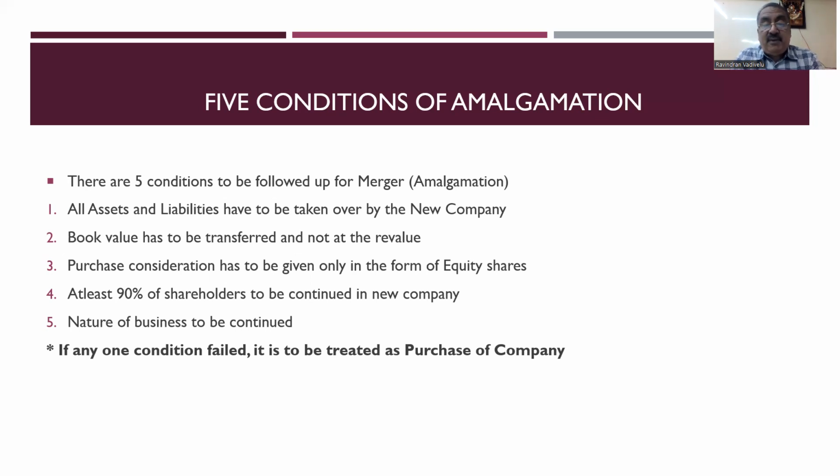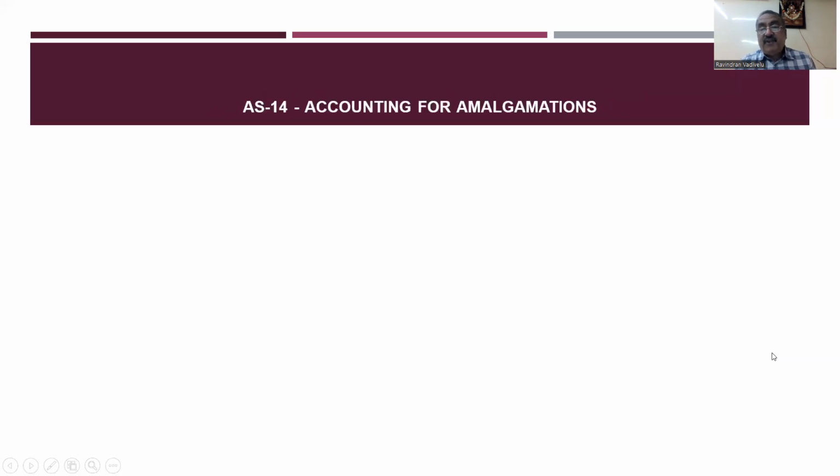Purchase consideration has to be given only in the form of equity shares. It should not be paid in the form of cash. And at least 90% of the shareholders are to continue in the new company. There is no condition that all the existing shareholders should be there in the new company, but at least 90% of the shareholders should continue in the new company, and the nature of the business is to be continued. The same nature of the business has to be continued. If any one of the conditions has failed, it will be treated as a purchase of company. This is a difference, and these are the 5 conditions that you have to see and remember, because AS 14 states these 5 conditions.